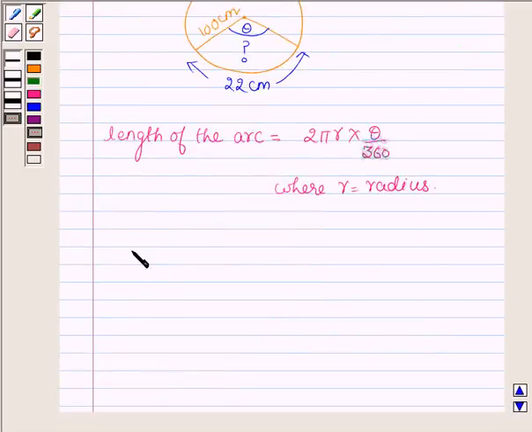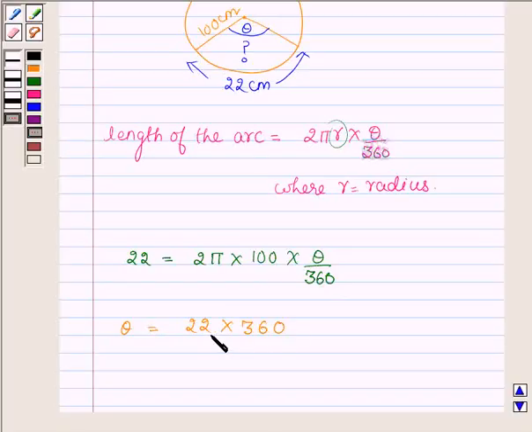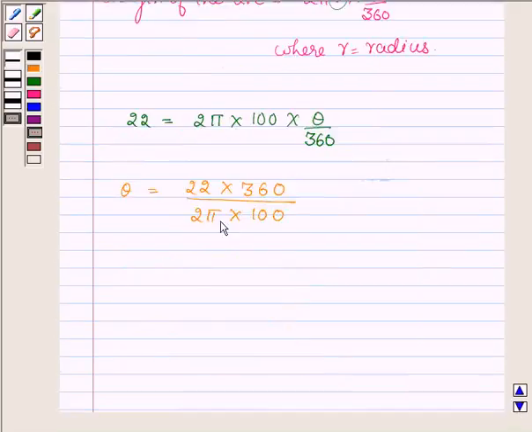Now, length of the arc is equal to 22 cm. And we have 2 into pi, radius of the circle is 100, into theta we have to find out upon 360. So, theta is equal to, on cross multiplying, 22 into 360 upon 2 pi into 100. Now pi is equal to 22 upon 7, so we have 22 into 360 upon 2 into 22 into 100 into 7.